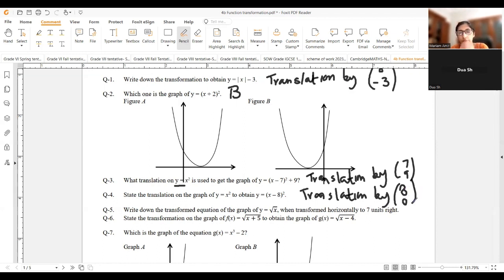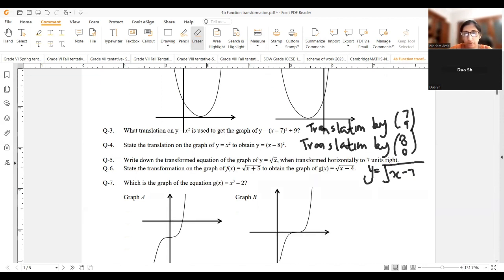Question 5. Write down the transformed equation of the graph of y equals square root of x when transformed horizontally 7 units right. Okay, so it's going to be minus 7. Yes, it's going to be y equals the square root of x minus 7, inside the square root. Not minus 7 written outside the square root, because that would mean it's going 7 units down. But it's going 7 units right, so you have to write it with x.